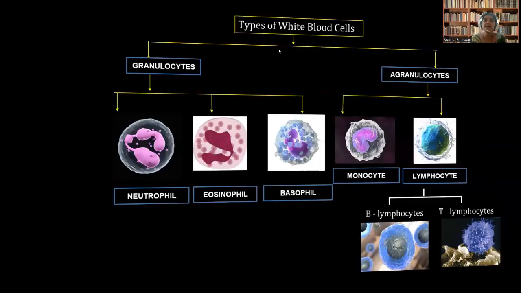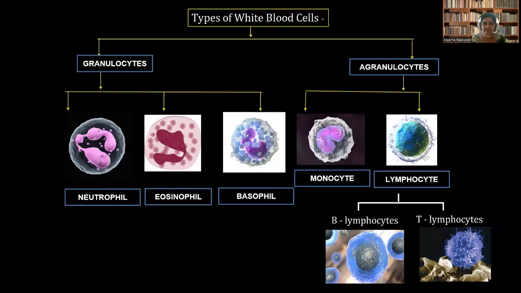And when we see the types of WBCs, the types of blood cells, there are mainly two types of WBCs: granulocytes as well as agranulocytes. Depending upon the granules present in the cytoplasm and the stains they take, the granulocytes are again of three types: neutrophils, eosinophils, as well as basophils.